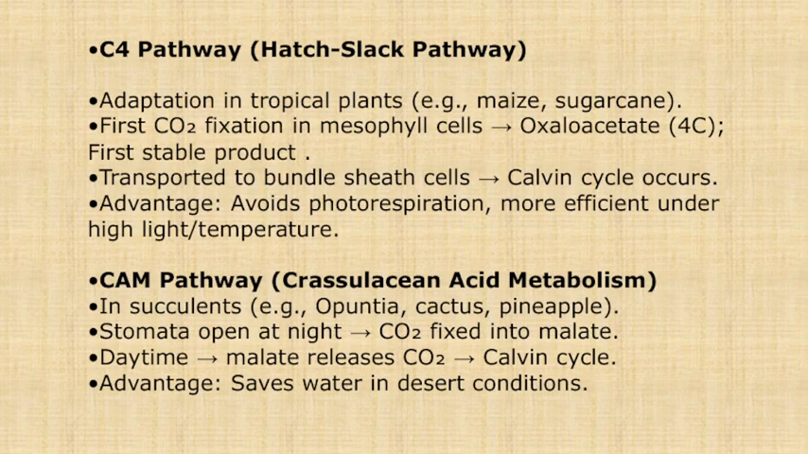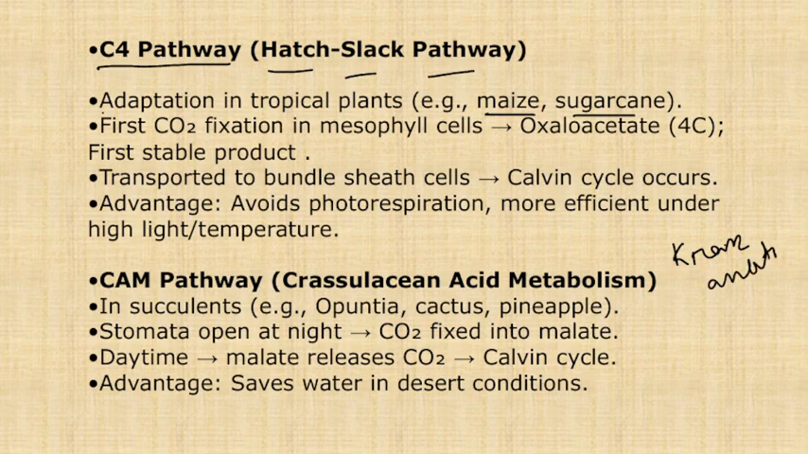Now other than the C3 cycle there are other pathways. There is the C4 pathway, also known as the Hatch and Slack pathway. It is basically occurring in a certain group of plants, like maize and sugarcane. In these plants we see a special type of anatomical feature known as Kranz anatomy. Kranz anatomy means there is a presence of a vascular bundle surrounded by a layer.